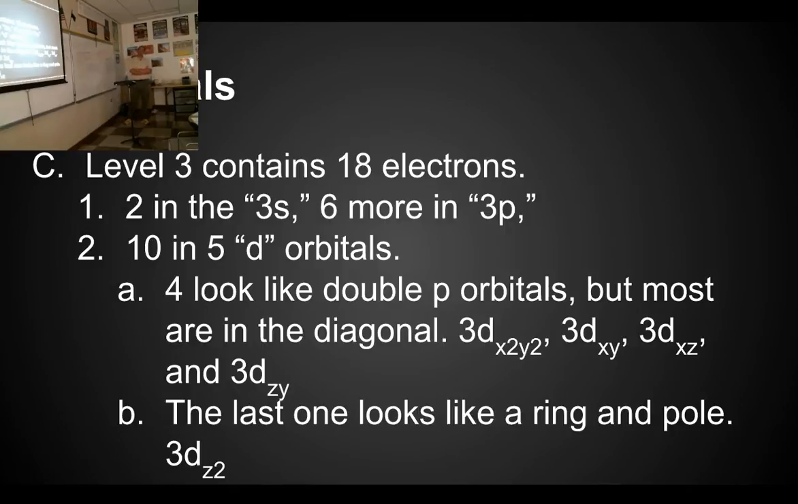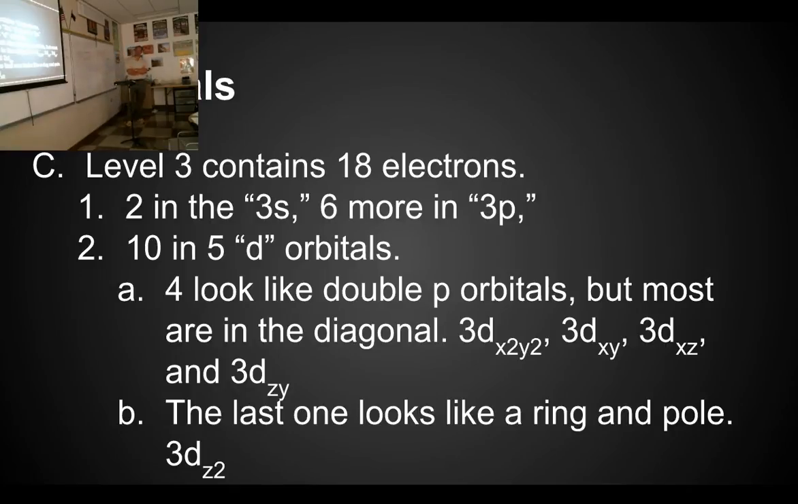There can be 10 more electrons in 5 what are called d orbitals. D orbitals look like double p orbitals. They look like 2 of those oblong Q-tip things crossed. I'll show you a picture in a little bit. But they're on the diagonal. Oh, it gets ugly. It gets really ugly. They're on the diagonal, so it's not on x and y and z.